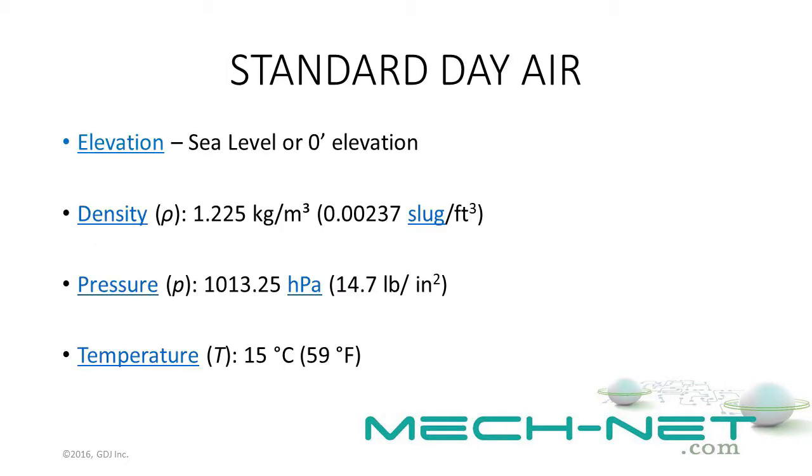Standard day air. Elevation: sea level, or 0 feet of elevation. Density, rho: 1.225 kilograms per meter cubed metric, or 0.00237 slugs per cubic foot English. Pressure, P: 1013.25 hectopascals metric, or 14.7 pounds per square inch English. Temperature, T: 15 degrees centigrade metric, or 59 degrees Fahrenheit English.